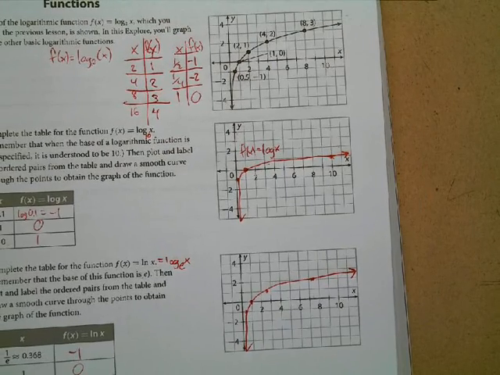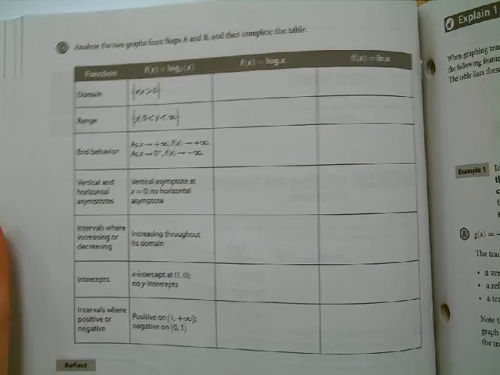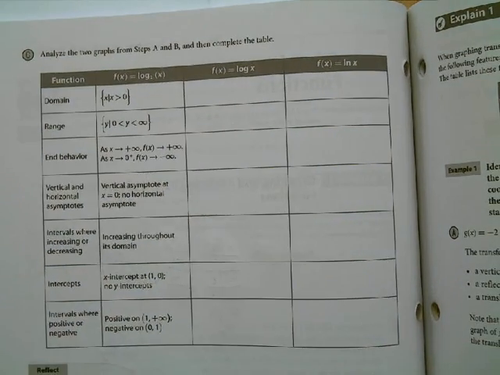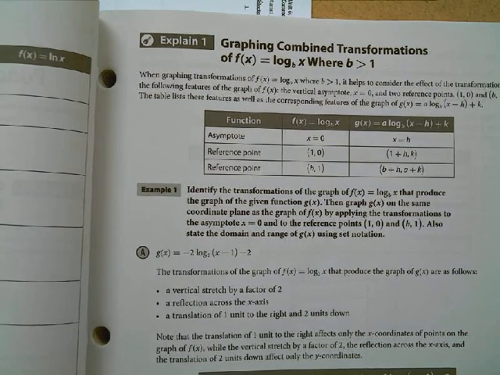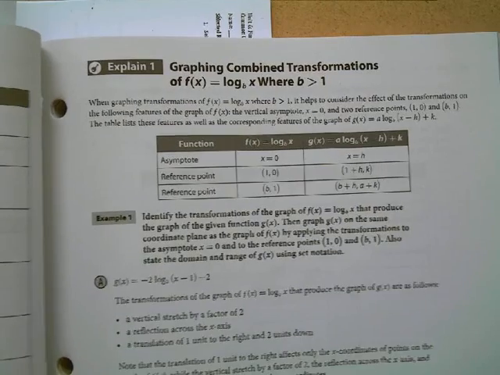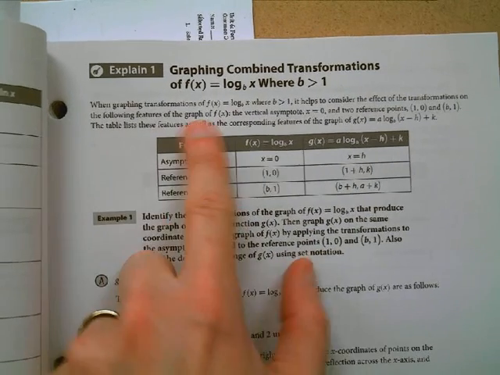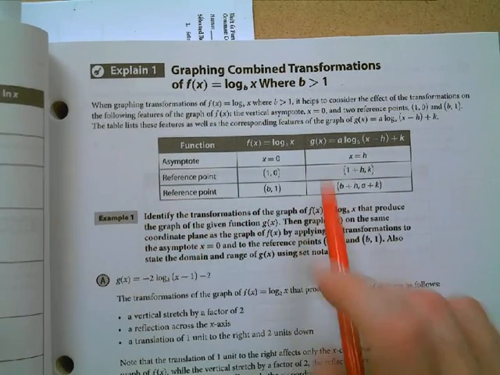All right. We've already kind of talked about increasing, decreasing, horizontal asymptotes, vertical asymptotes, that kind of stuff. So we'll skip that part right there. I'm not going to have us worry about the behavior here. But let's take a look at the different kinds of transformations here. Okay? So we'll start here on page 763. All right, so when graphing transformations of f of x equals log base b of x, where b is greater than 1, it helps to consider the effect of the transformations on the following features of the graph of f of x. So first of all, how is the vertical asymptote affected?